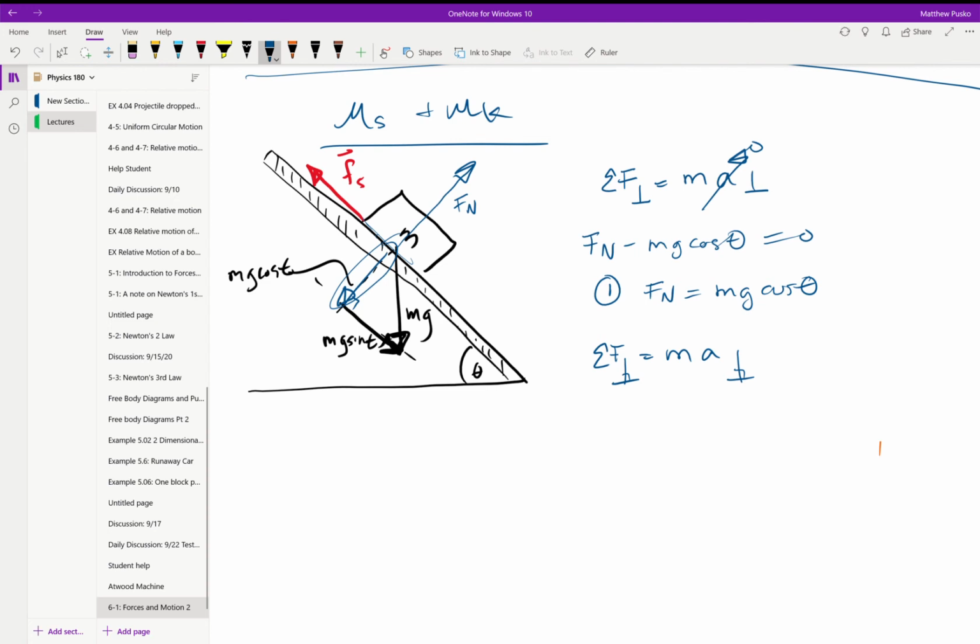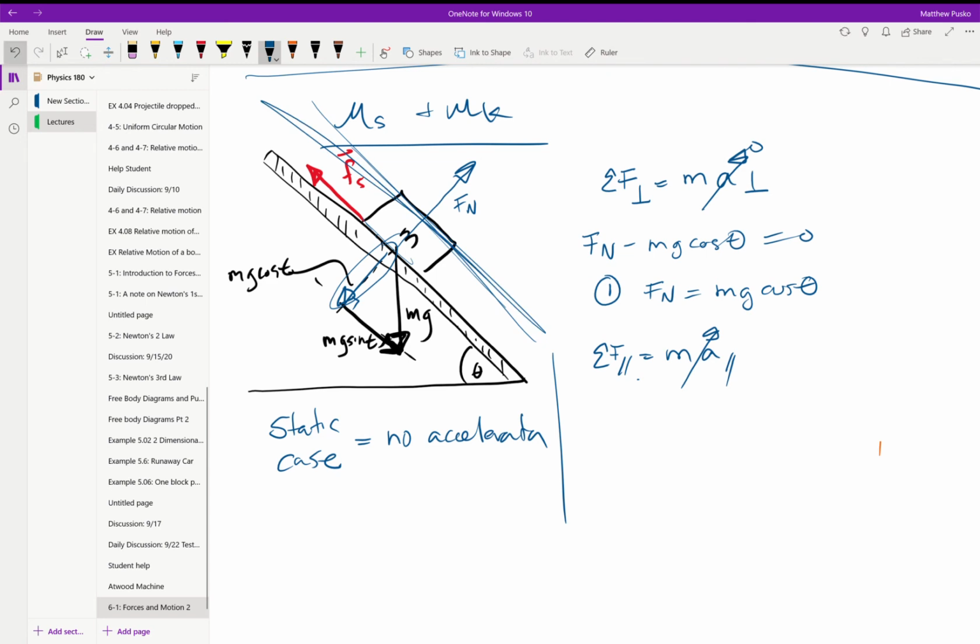If we are talking about a static case, that means there's no acceleration. We can also say that in this direction, down the incline, the acceleration is 0. (Sorry, these are parallel, not perpendicular.) So what do we have for our forces?